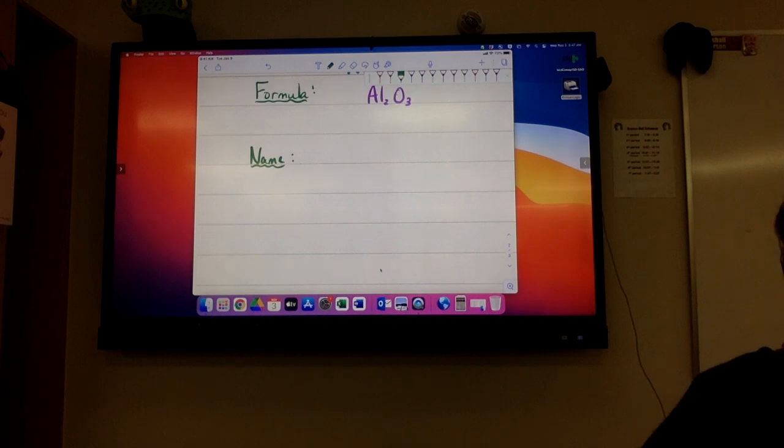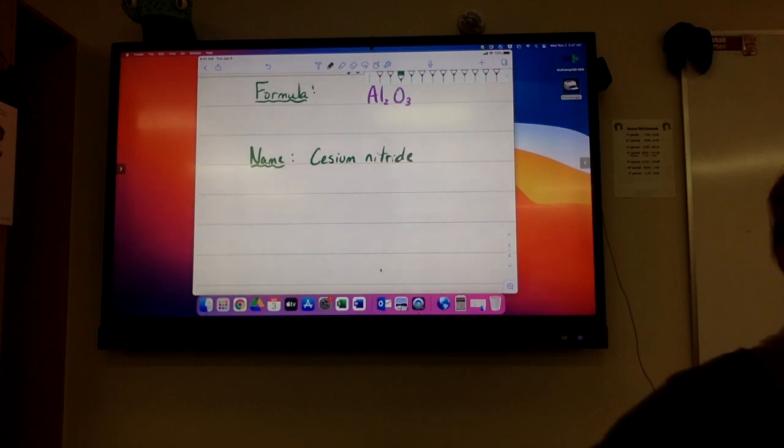I want cesium nitride. Nope, I don't want cesium nitride. Why don't you want to? I do want cesium nitride, but I want it in blue. Cesium nitride.